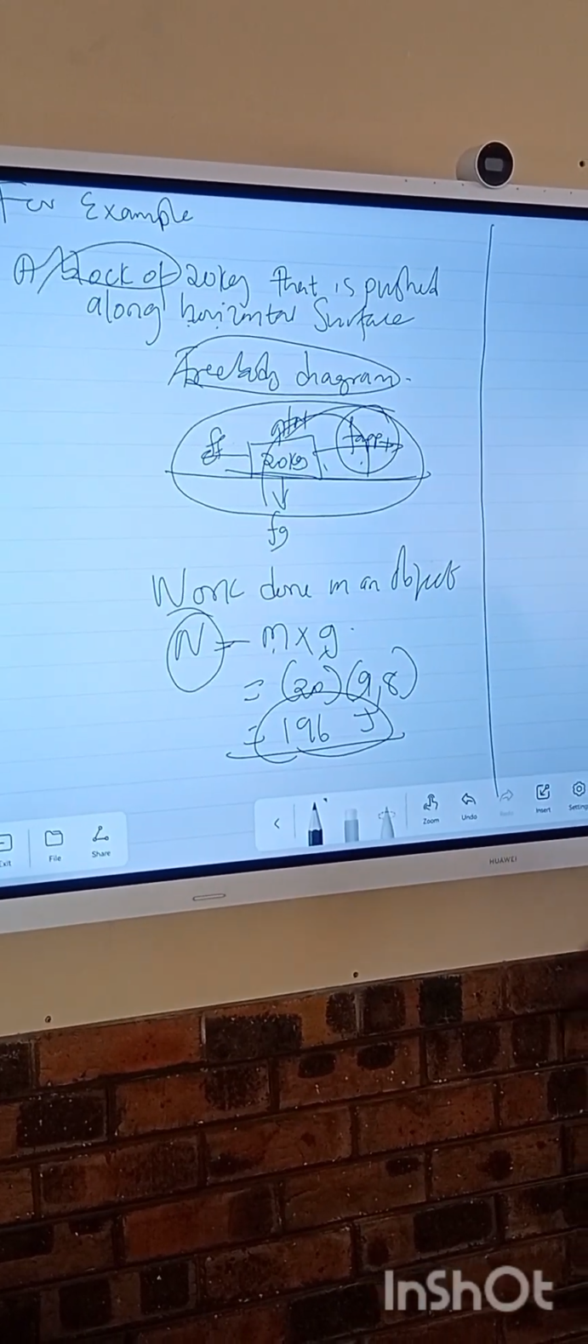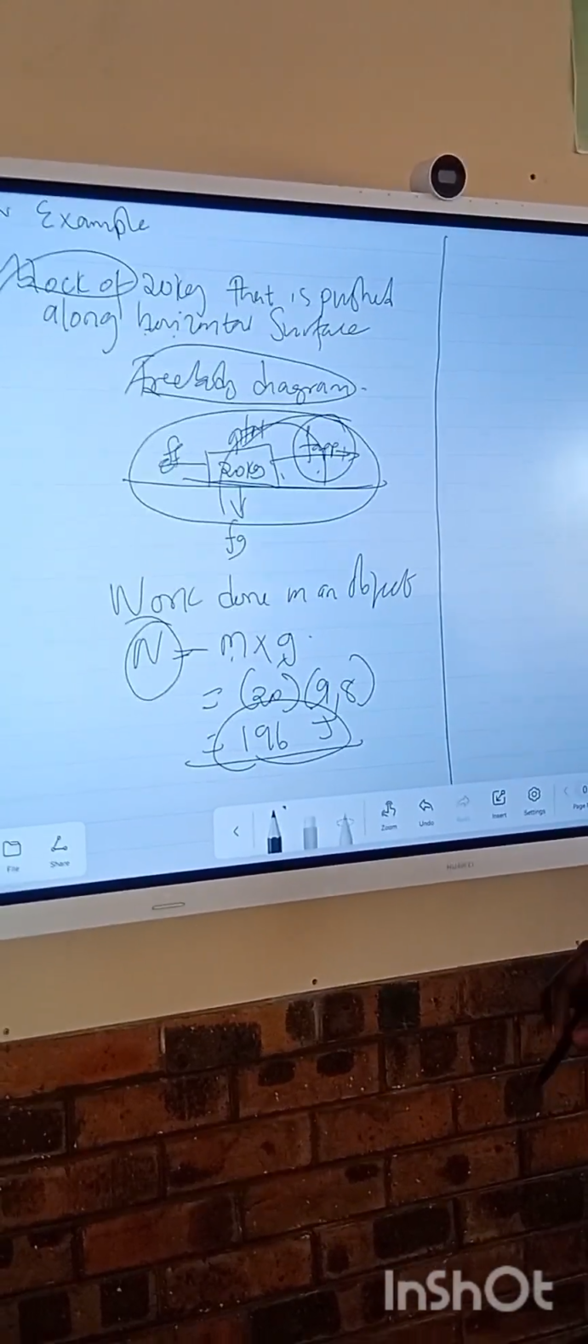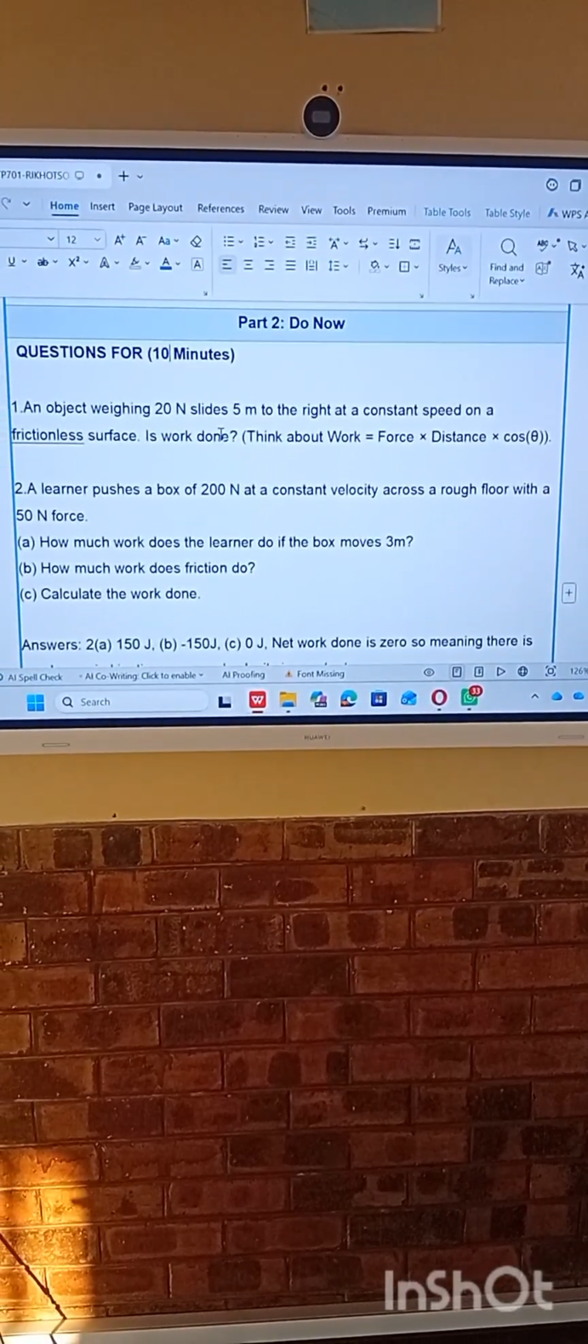We are also going to do another example, whereby we do our activities on the work done on an object. I'm going to be showing you some activities that you're going to do. I think it's just 2 questions that you're going to do in just 5 or 10 minutes' time. These are the activities that we are going to do.